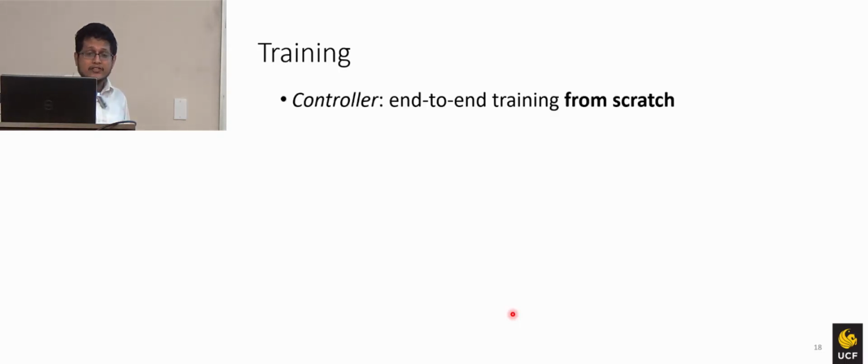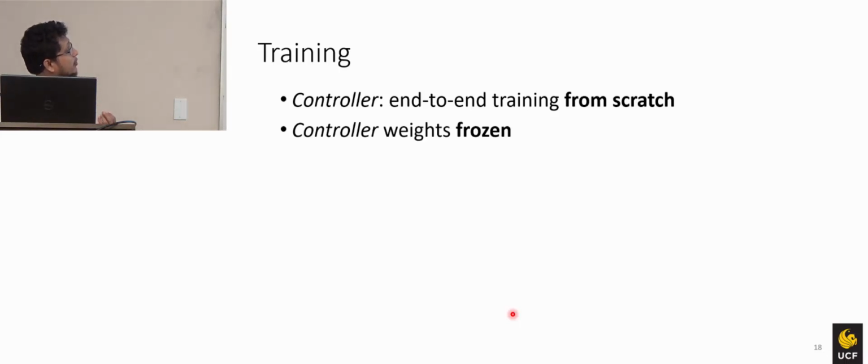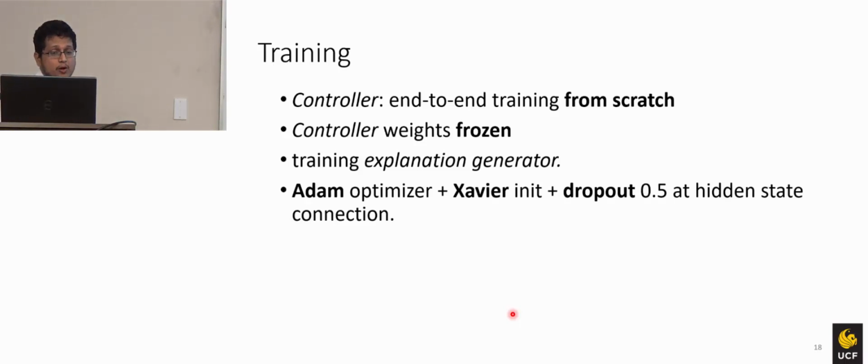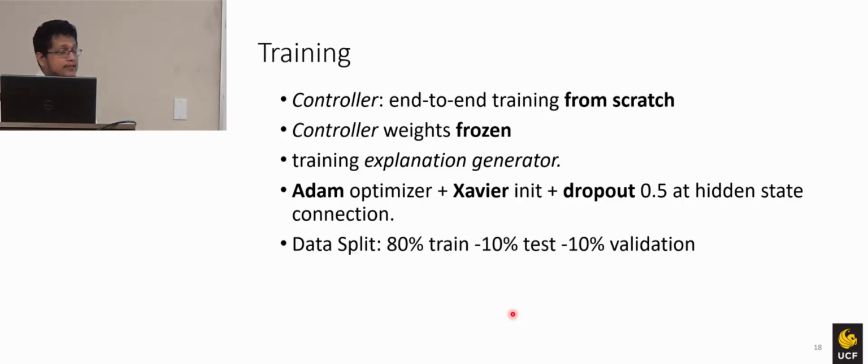So how did the author train this model? The training went in 2 parts. At first, the author trained the controller end-to-end from scratch. After the training, the controller weights are frozen to train the explanation generator. The optimizer used was Adam, with Xavier initialization and dropout of 0.5. And the data was split 80% training, 10% test, and 10% validation.